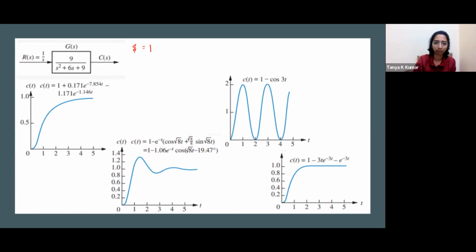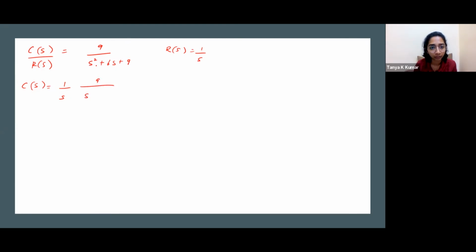So similar to the previous case, we'll just take a question. So we'll start with C of S. C of S was what? C of S by R of S is 9 by S square plus 6S plus 9. Again, R of S, it says unit step, so R of S is 1 by S. Okay, so again we take the denominator, we take partial fractions. So C of S is 1 by S into 9 by. So you can factorize this, okay? So you can factorize it into S plus 3 into S plus 3, right? Correct?